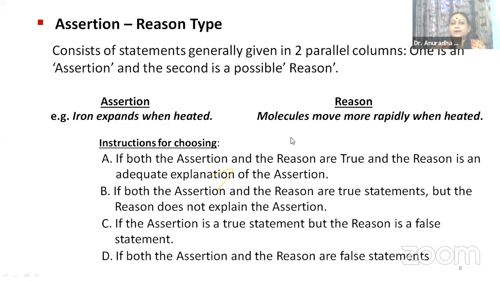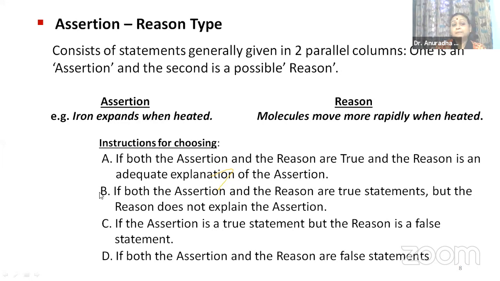Now, what is it that you are instructing the student to do? He has to mark A if both the assertion and the reason are true, and the reason is a correct explanation of the assertion. Meaning that if molecules moving rapidly because of heat is the correct cause of iron expanding when heated, then he will mark this. And if both these are true.